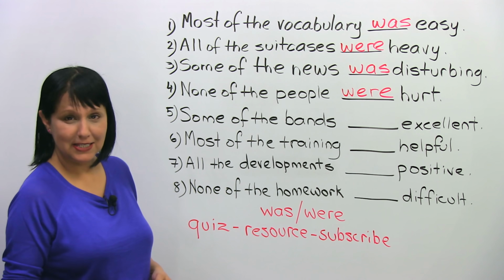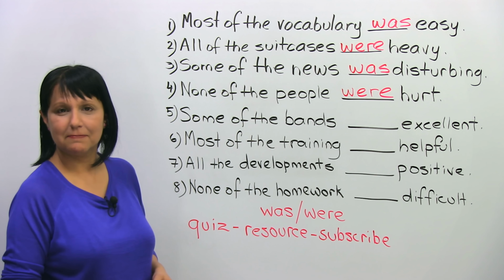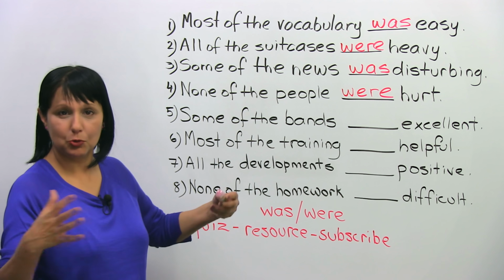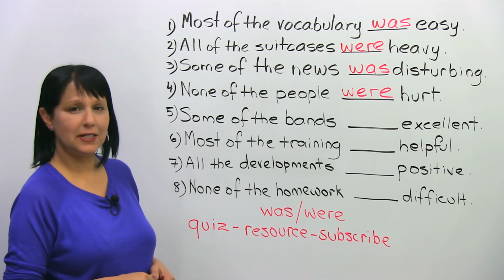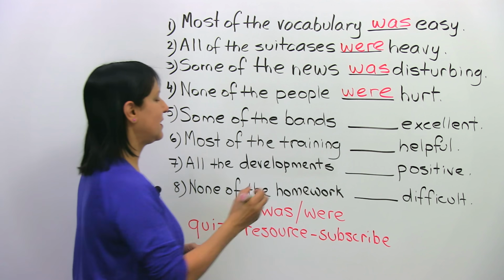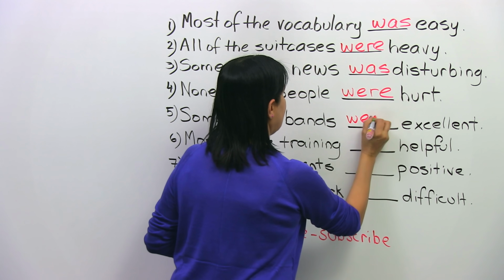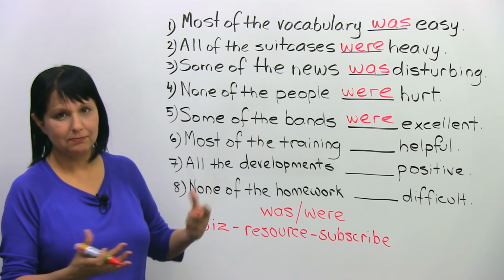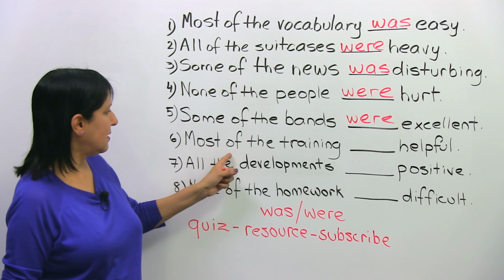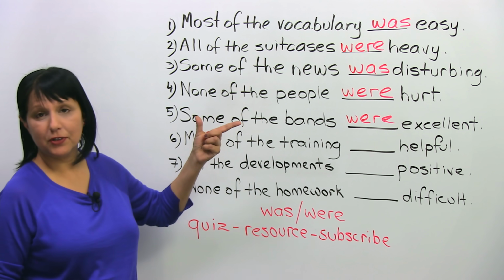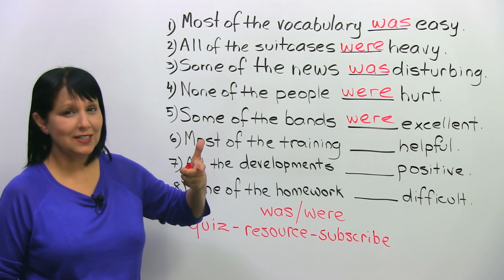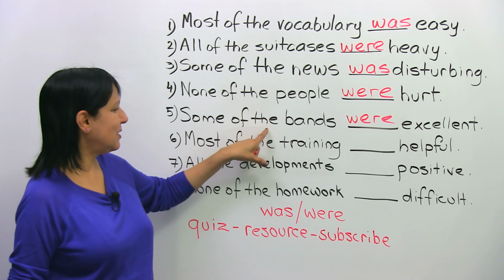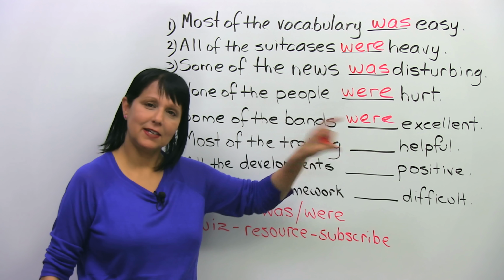Some of the bands, blank, excellent. Bands like rock bands, okay? Music groups. Some of the bands, yes, were excellent, okay? Bands, here it's a regular plural word. Next, here we could say, for example, some of the music. If we said some of the music, it's an uncountable. So then it would be some of the music was excellent.